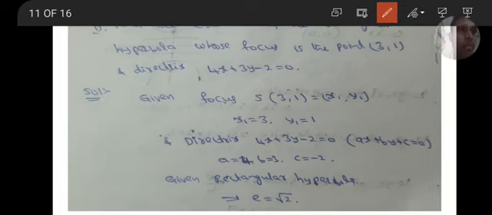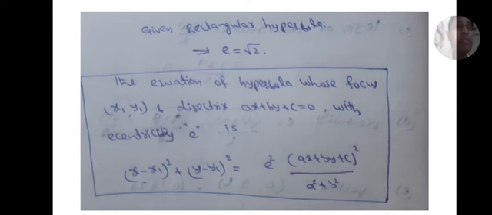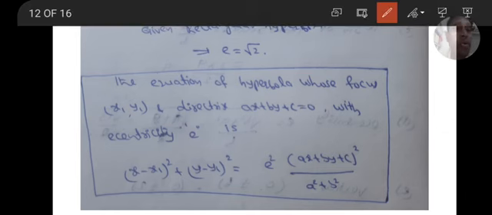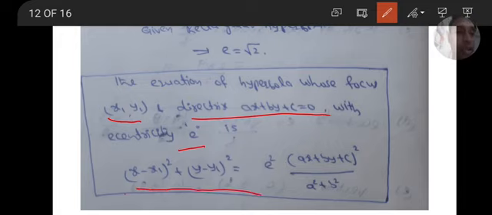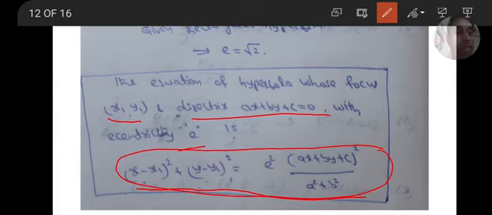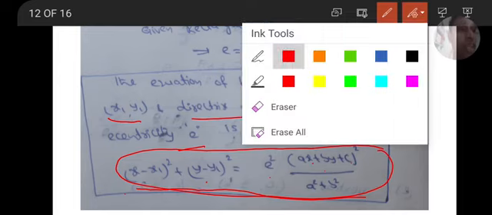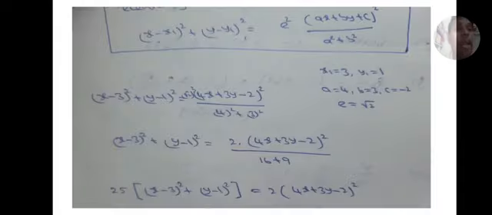Now the formula for finding the equation of a hyperbola whose focus is (x1, y1) and directrix is ax plus by plus c equal to 0 with eccentricity e: x minus x1 whole square plus y minus y1 whole square equal to e square into (ax plus by plus c) whole square by a square plus b square. So we have to substitute all these values, x1 value, y1 value, e value, a, b, c values in this equation. We get the equation of the rectangular hyperbola.